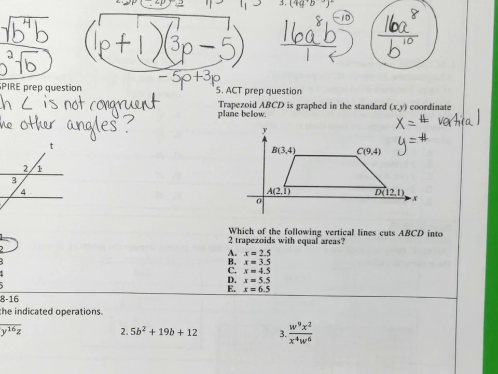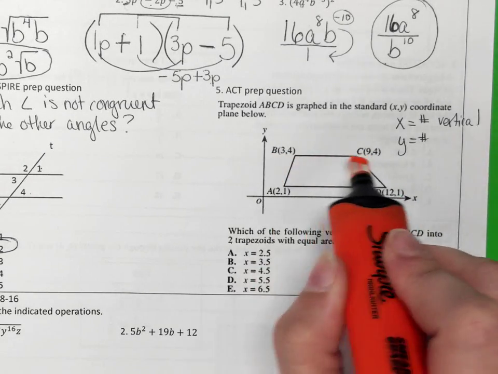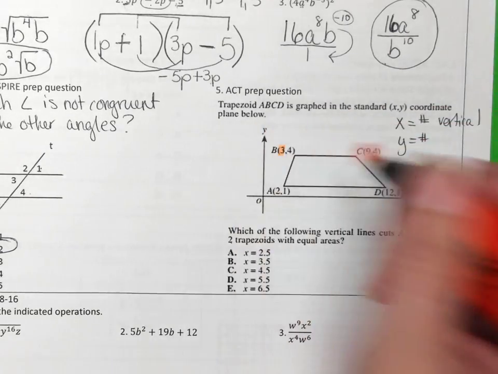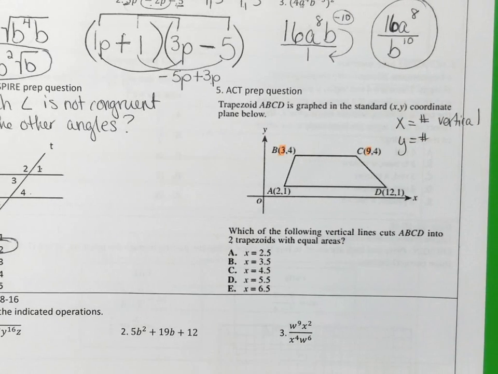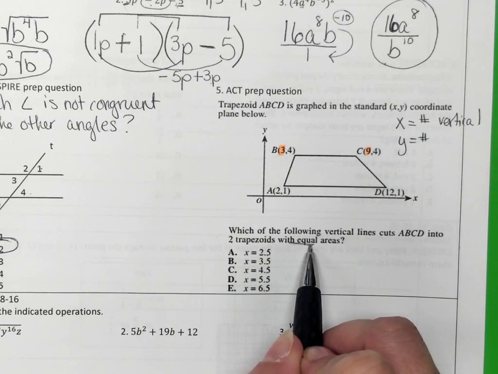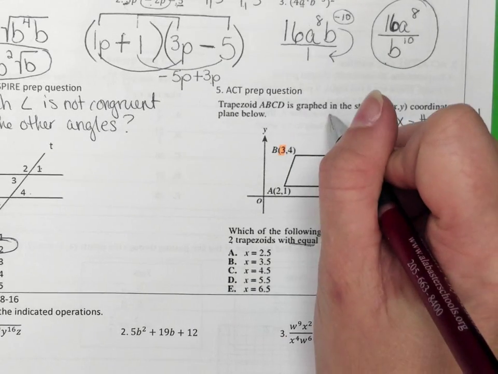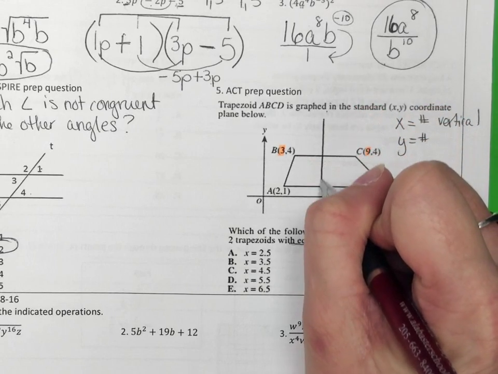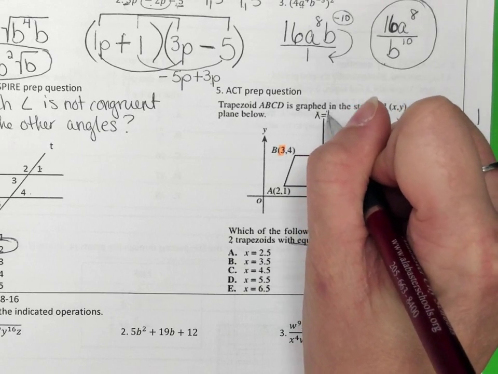Let me get a highlighter real quick. So what are my x values for this top line? 3 and how much? 9? So what's in the middle? What cuts 3 and 9 in half? Because it says which one cuts it in equal parts, right? What is it? 6? Okay. So let's see. We're going to go right here, and we're going to say x equals 6.